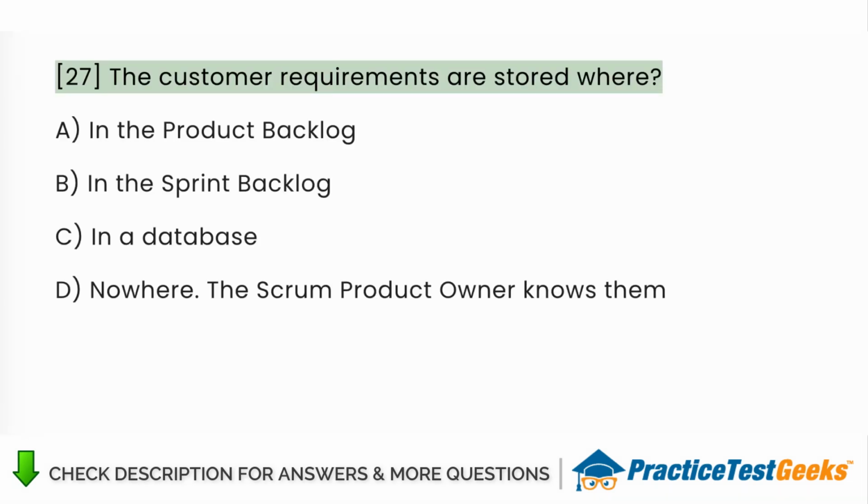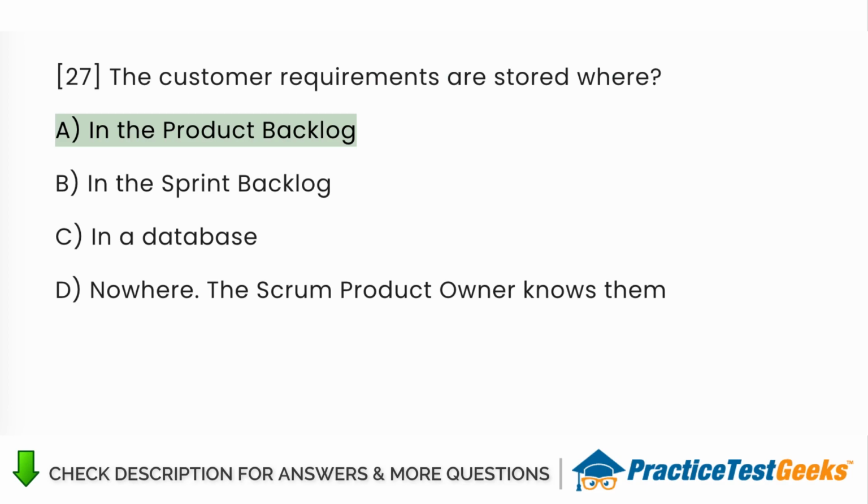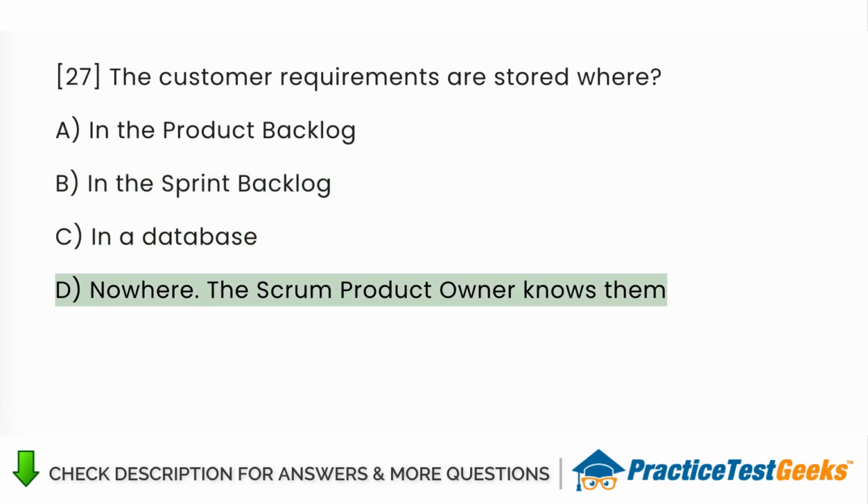The customer requirements are stored where? A. In the product backlog. B. In the sprint backlog. C. In a database. D. Nowhere. The Scrum product owner knows them.